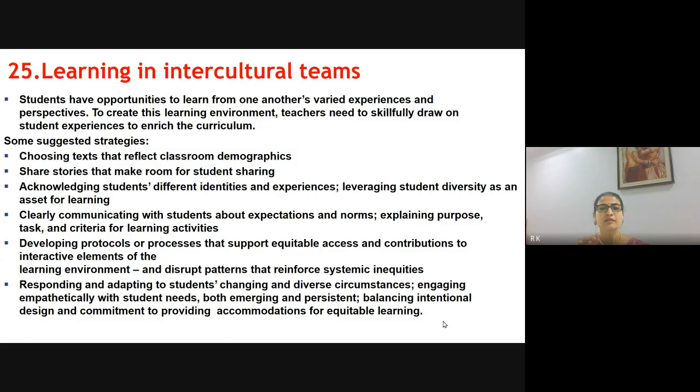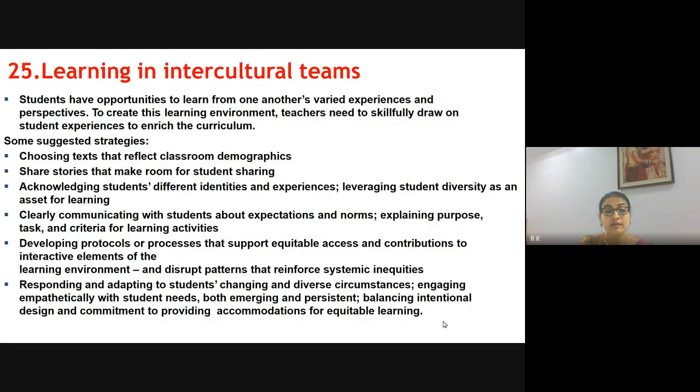You can create a wonderful concept for the class along with your study materials, and share stories that make room for student sharing. Acknowledge students with different identities and experiences. You have come from this particular place, so how is your pronunciation, and how do you do this? Leverage student diversity as an asset for learning, and clearly communicate to students your expectations and norms, explaining the purpose, task, and criteria for the learning activities.